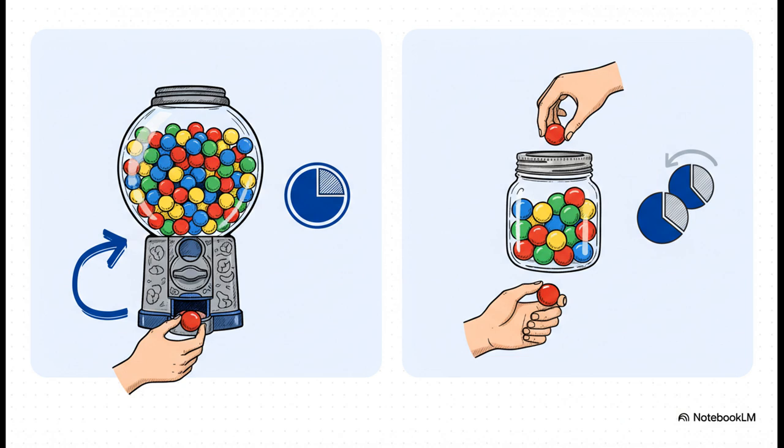On one side, you've got the binomial world. Think of a giant gumball machine with millions of gumballs. Taking one out doesn't really change the odds of getting a red one next time. The trials are independent. But then, you've got our world, the hypergeometric world. Here, you're drawing from a small jar of marbles. You take one out, and you don't put it back. You bet the odds have changed for the next draw. The trials are dependent, and that dependency is everything. It's why this tool is so important.